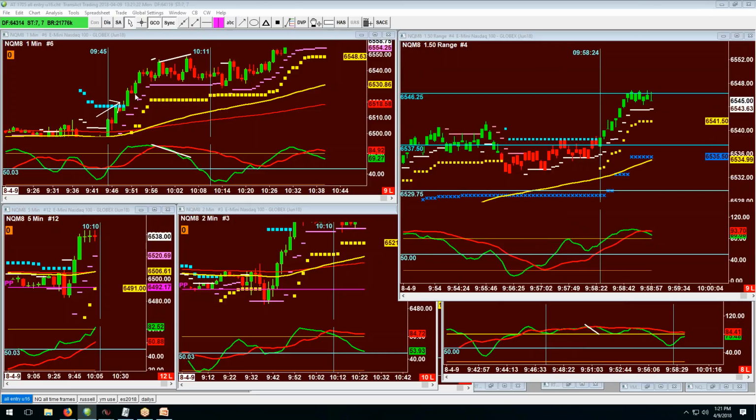Okay, so now obviously it's popped, right? So now I need a little bit of a pullback in order for me to get in. So here you can see we get our little pullback. You can see it here on the 1 minute chart. So what I'm looking for is an entry. And so I get close above the super trend stop here.